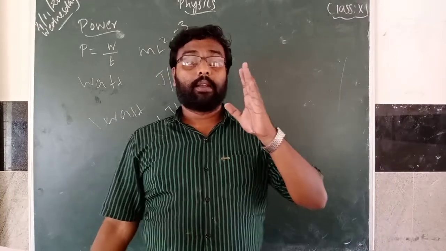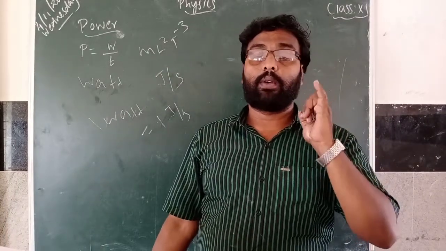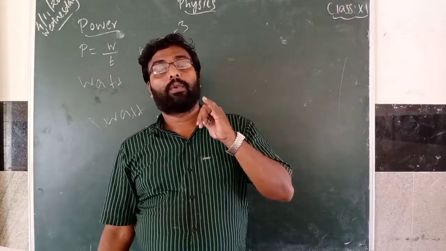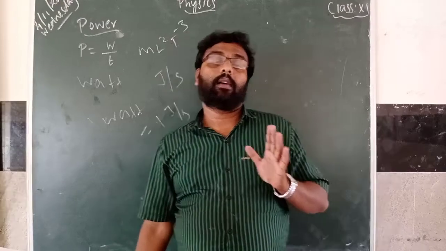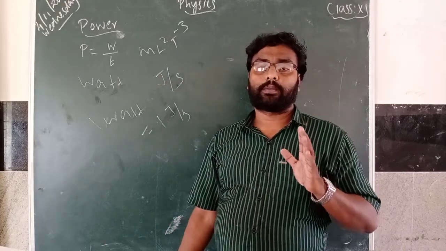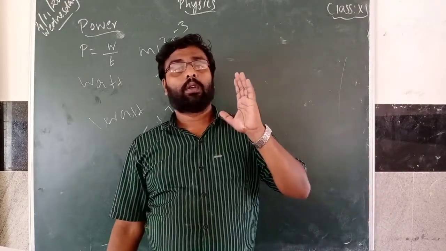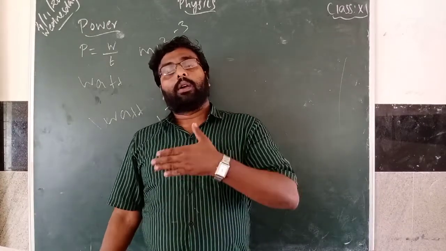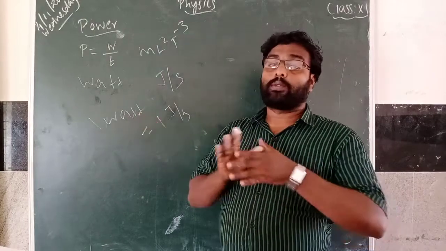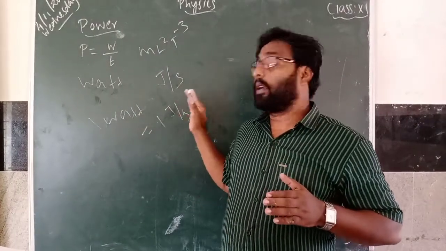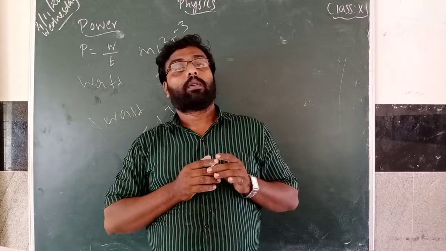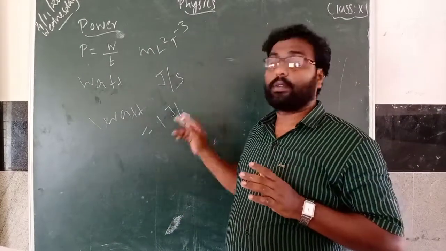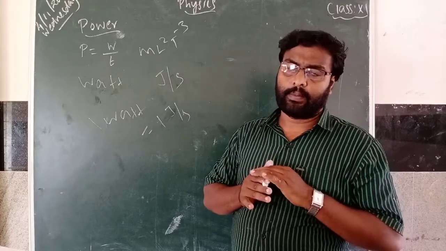So we have learned 3 definitions. First, power: power is the rate of doing work or energy delivered. Average power is the ratio of work done to time taken. And now you can define 1 watt: 1 watt is defined as 1 joule of work done or energy transferred in 1 second.